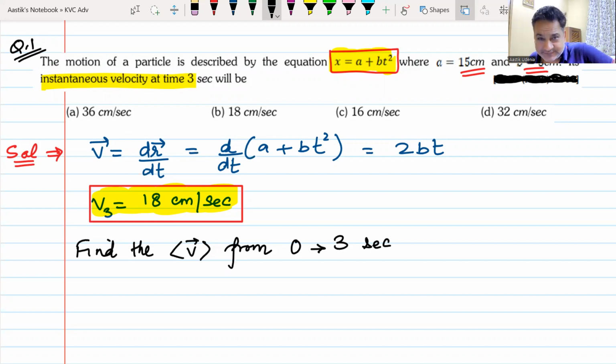That is wrong, sir. So may I ask you the definition of average velocity, sir? Total displacement by total time taken. Did you find out the total displacement and then divide it by total time?